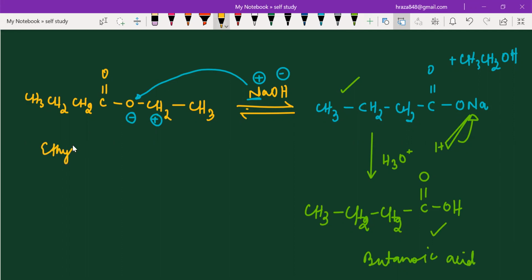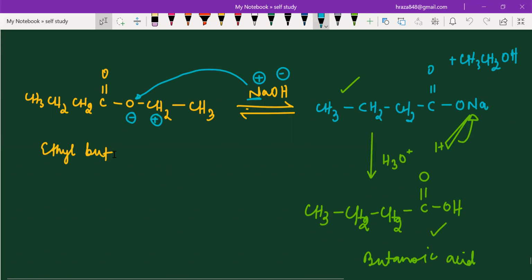And this is your ethyl butanoate. Wait a minute. Ethyl butanoate. Is everyone able to see the screen? Yeah, I know that. Thank you. Can you see the screen now? Okay.